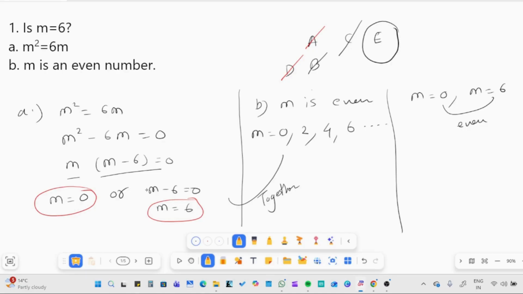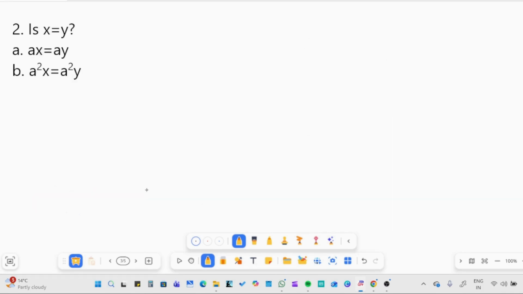E stands for neither statement A nor statement B is sufficient to answer the question is m equal to 6 or not. The second question says, is x equal to y. Let me write down all the 5 options in this way: A, B, D, C and E here. Okay, the question is, is x equal to y?